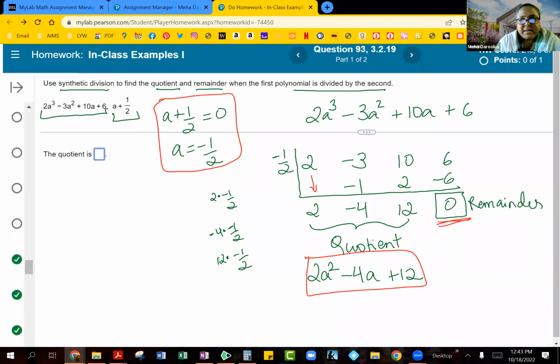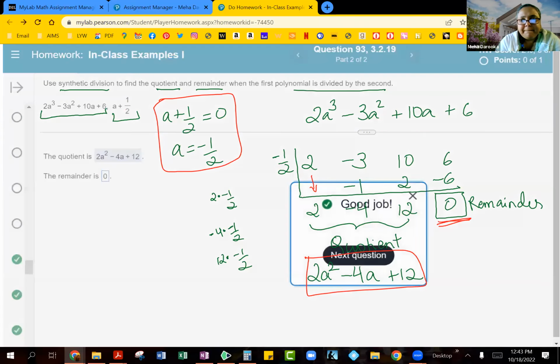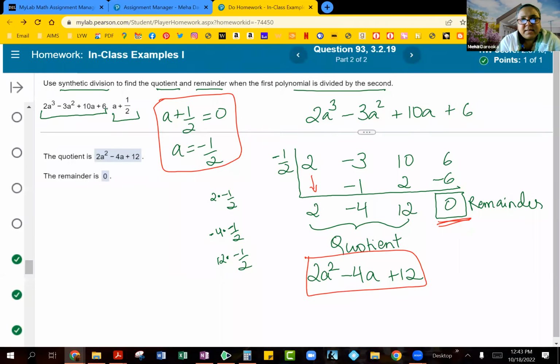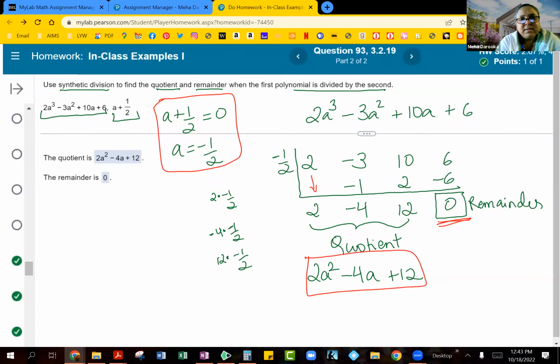So let's go ahead and plug these guys in. So 2a squared minus 4a. Then we had the plus 12. Perfect. And then our remainder was 0. All righty. Questions over here, guys?